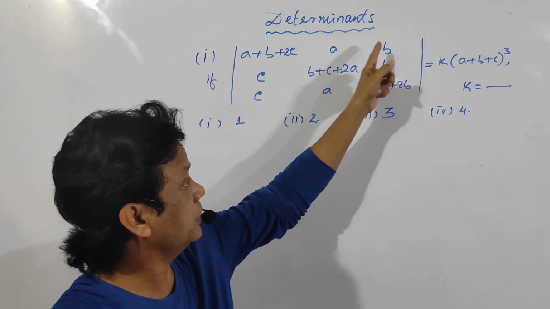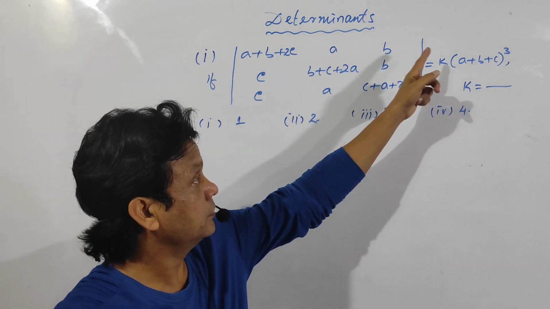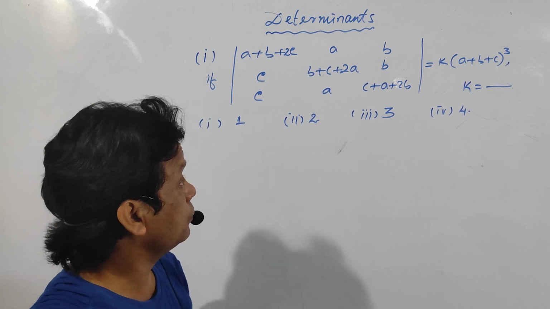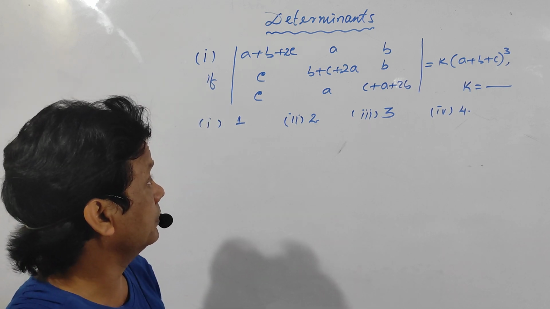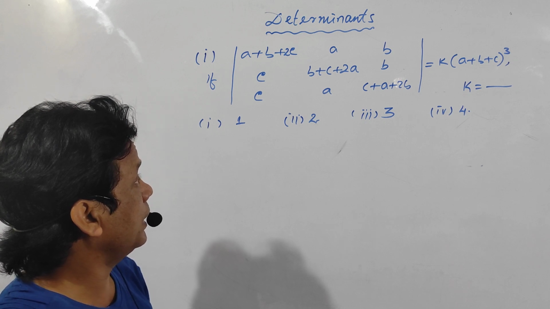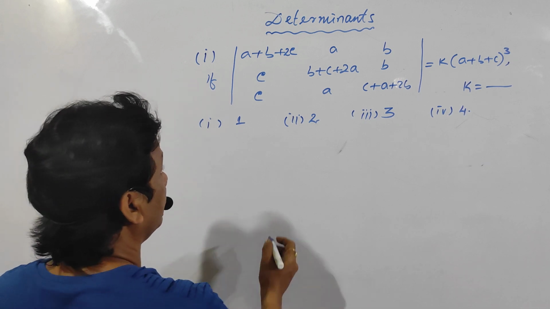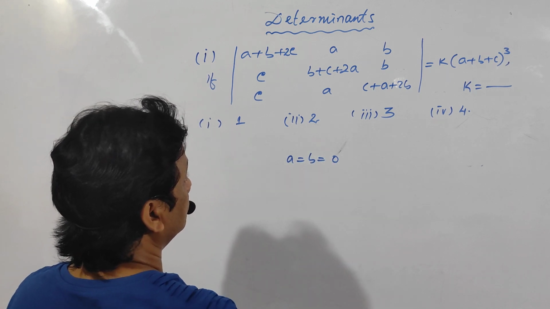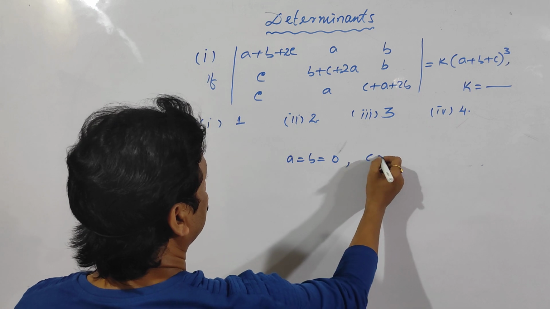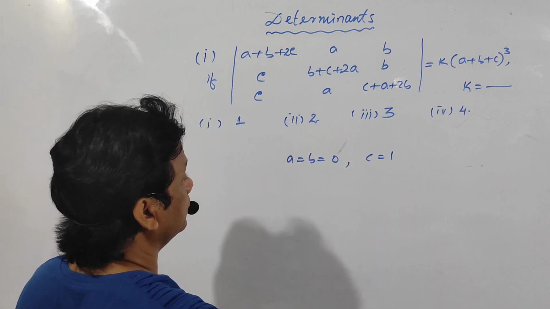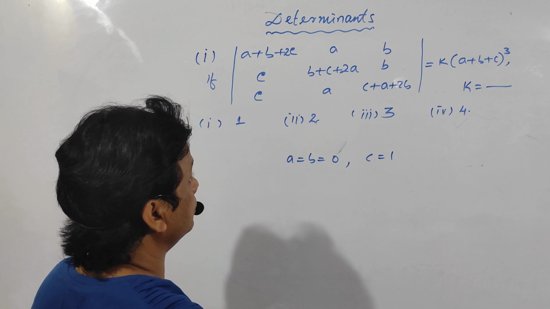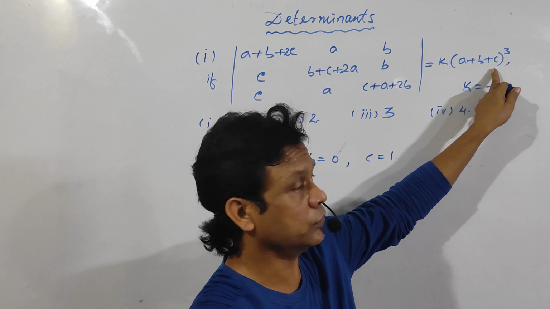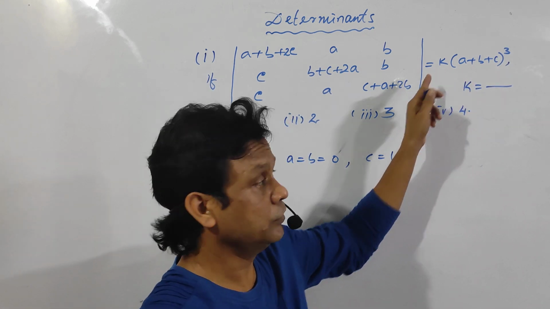In this question, there is no restriction upon A, B, C. And in the option also there is no restriction upon A, B, C. So you can choose suitably for A, B, C. So I am taking A is equal to B is equal to 0 and C is equal to 1. Clear? A, B equal to 0 and C is equal to 1. Because if I take A is equal to B is equal to C is equal to 0, then the right hand side will become 0. You cannot find out the value of K.